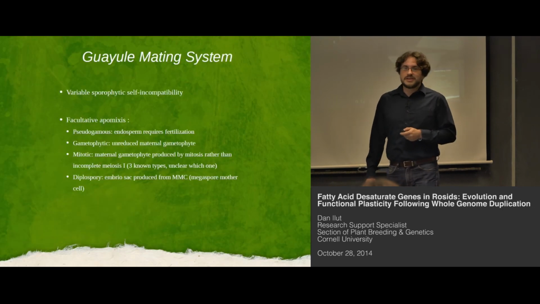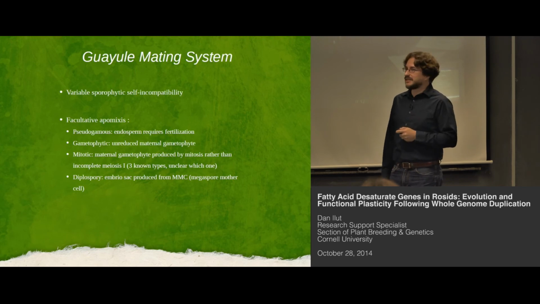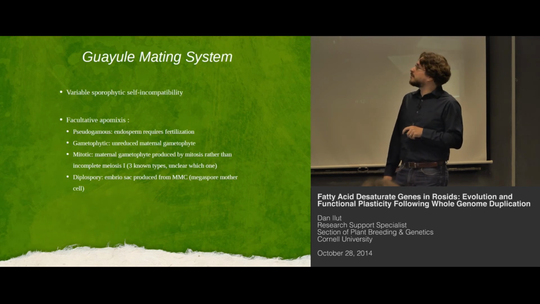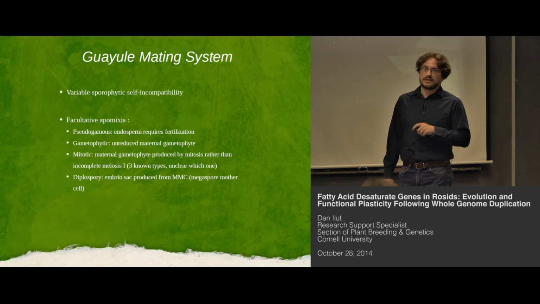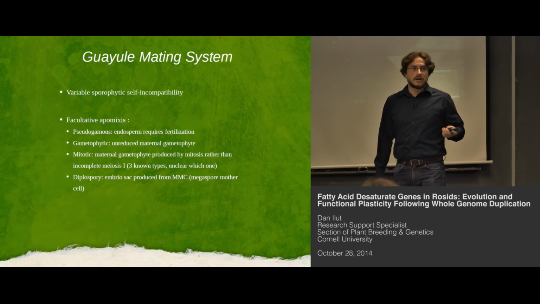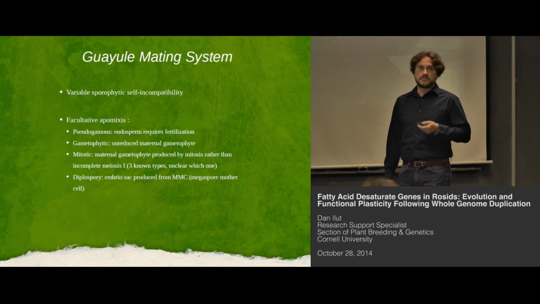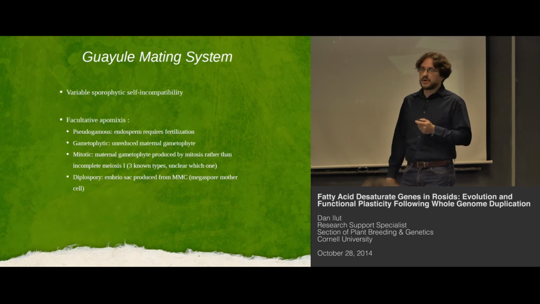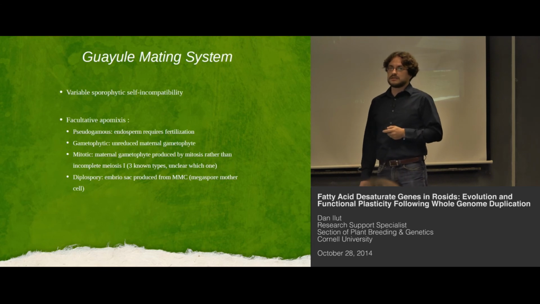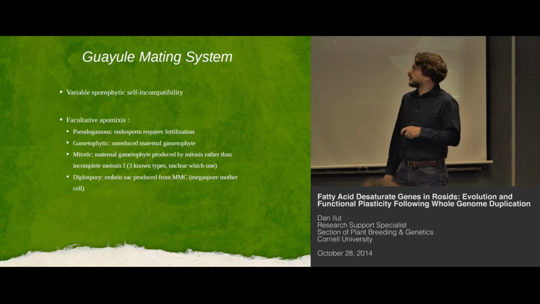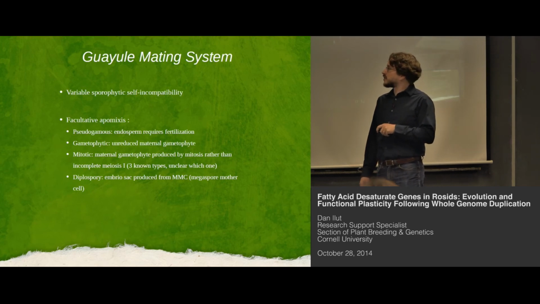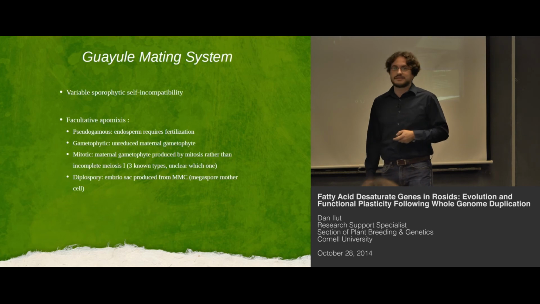However, Waiuli has a very fascinating mating system. It has variable sporophytic self-incompatibility, and the variability is among accessions and populations, and more importantly, between ploidy levels. The diploids are completely incompatible. The polyploids vary as to the degree of self-incompatibility. It's a facultative apomict, and for those familiar with apomixis, I've listed the details there.